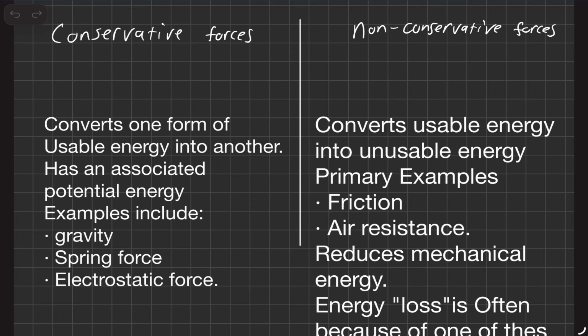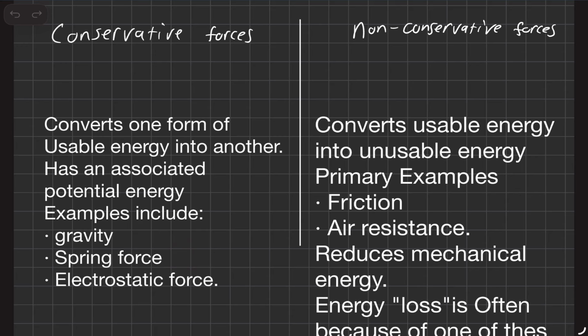If you think about the forces that we've encountered so far, we have gravity, spring force, and we're going to eventually deal with the electrostatic force. These three forces and others that we've encountered have an associated potential energy. So there's a gravitational potential energy, there's spring potential energy, and there's, of course, electrostatic potential energy.